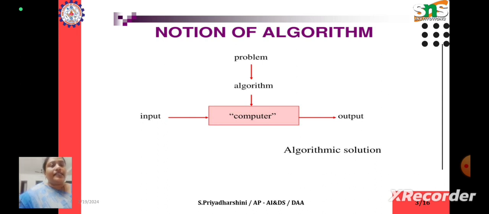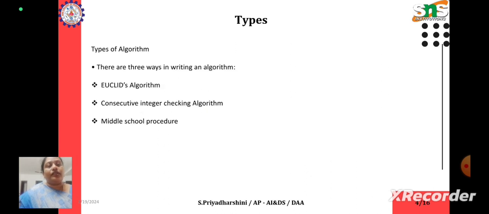For example, let us take sorting. We have different kinds of sorting. The last point for the notion of an algorithm is that algorithms for the same problem can be based on very different ideas and can solve the problem with dramatically different speeds. So this is about the notion of an algorithm. In a simpler way, if a problem is given, when we write an algorithm, it is fed to the computer with some inputs, and then the computer will give the desired output. So this is the notion of an algorithm.